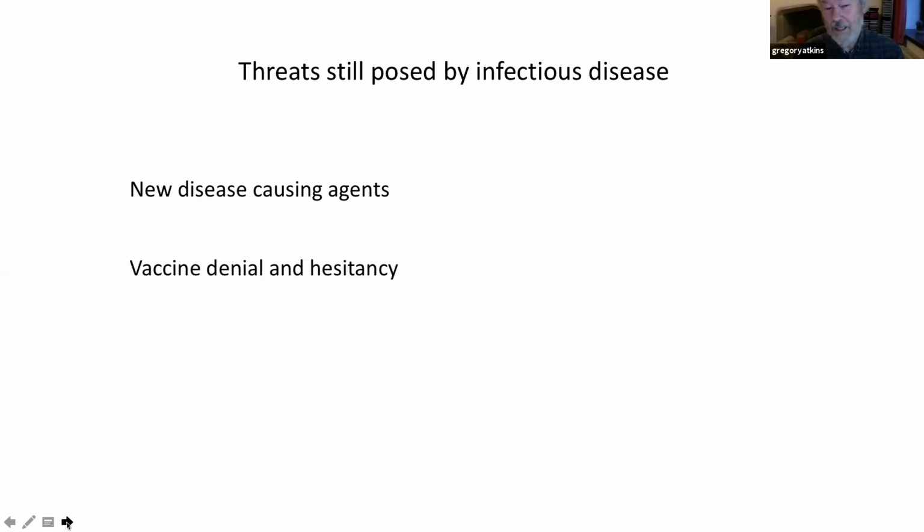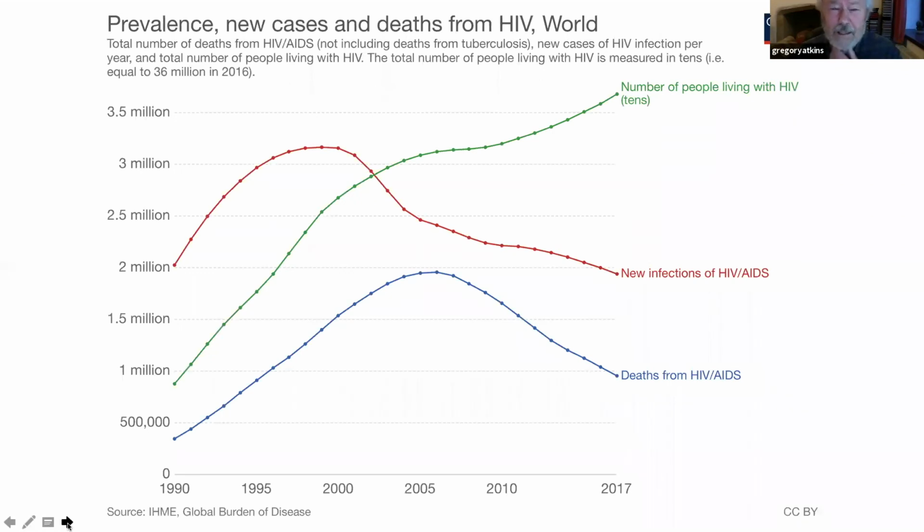And the other thing that's causing big problems in recent times is vaccine denial and hesitancy. And I'm going to, well, antibiotic resistance, that's a bacteria. As for bacteria, I won't cover that. So let me deal with a few of them.